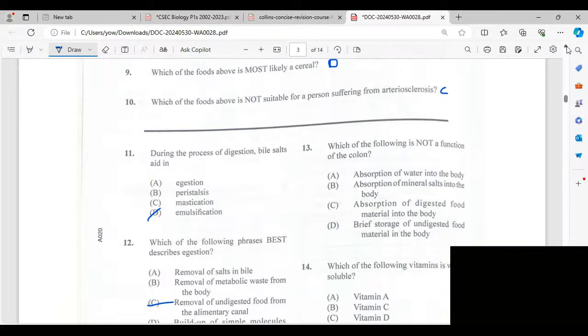Moving on to 13, which of the following is not a function of the colon? So we're going to do the process of elimination. This would be a new question based on what we have done. The main function of the colon is to absorb water in the body. So we know that already, right? Absorption of mineral salt into the body is also a function. So both of these are functions. The absorption of digested food is not a function. And brief storage of undigested food is a function as well. So the answer there would be C.